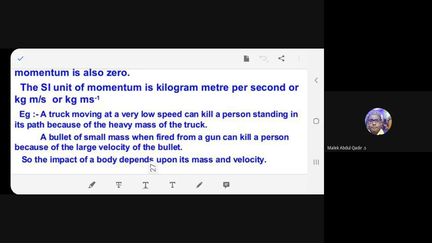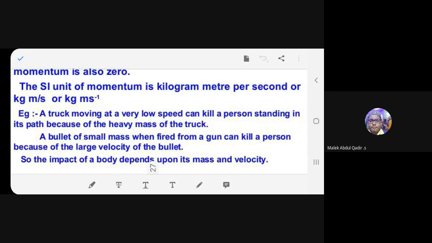Okay. So, the last line, beta. So the impact of a body depends upon its mass and velocity. So, we have understood in the first case, the truck, we are talking about mass. In the second case, bullet, we are talking about velocity. Did you understand? So, what are we talking about? Mass and velocity. Understood nicely?